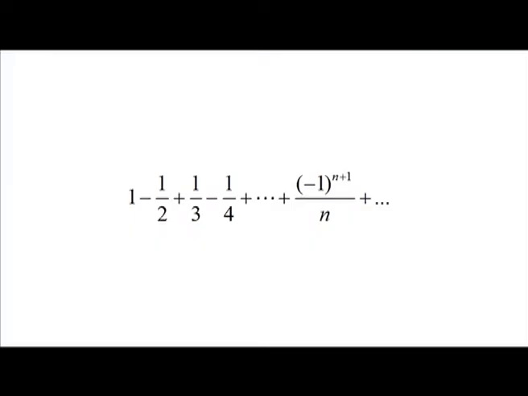The alternating series 1 minus 1 upon 2 plus 1 upon 3 minus 1 upon 4 plus etc., plus (minus 1) power n plus 1 upon n, plus etc., is called the alternating harmonic series.